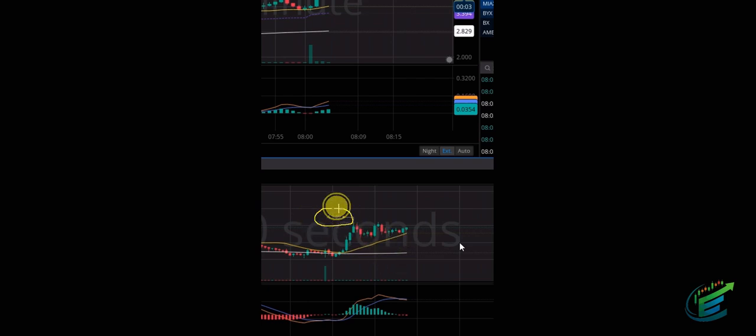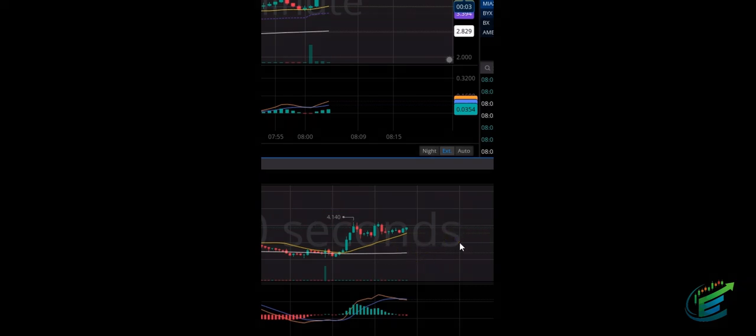As you can see, right now it hits a high of $4.14. So we want to place an entry here at 415 or 416. Whenever we see price break above 414 is when we want to go ahead and place a trade, because again it's a flat top breakout setup. So let's go ahead and play this.